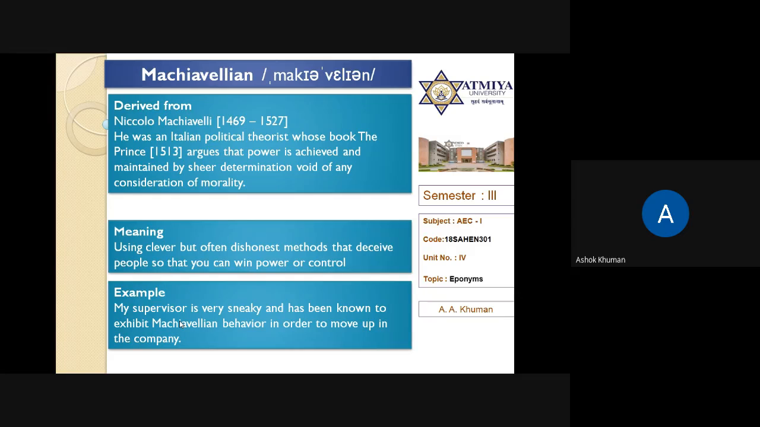In order to maintain your power, you have to choose the wrong path, and you do not hesitate to choose the wrong path. That is Machiavellian. If you are honest, if you are a moralist, then you will think twice before doing something wrong. But if you are Machiavellian, you will not hesitate because for you, your power matters. So for selfish gain, if you do something wrong, that is Machiavellian.